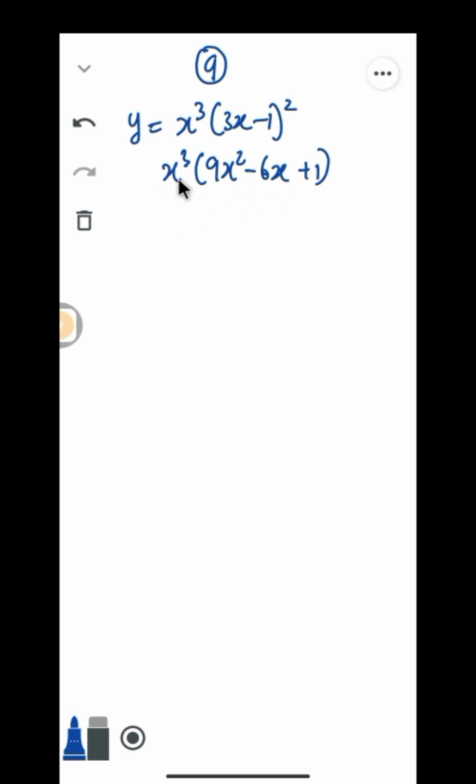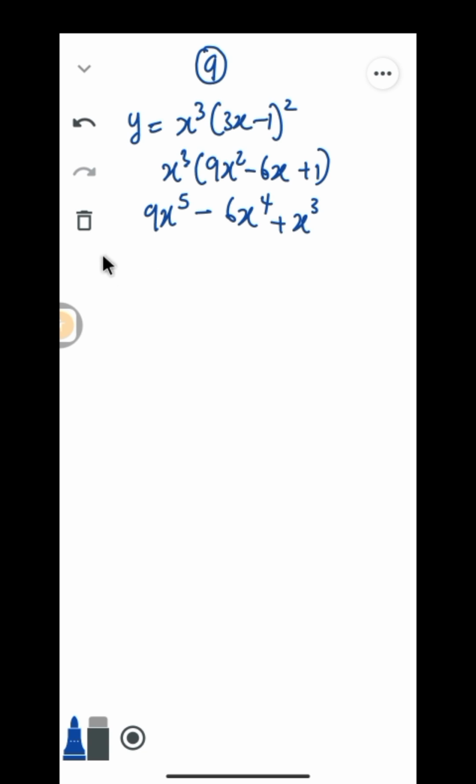Let me go ahead to open the bracket. So it should be x cubed times 9x squared should give us 9x raised to power 5, minus x cubed times 6x should give us, sorry, negative 6x raised to power 4, plus x cubed. Okay, so we can now go ahead to differentiate.